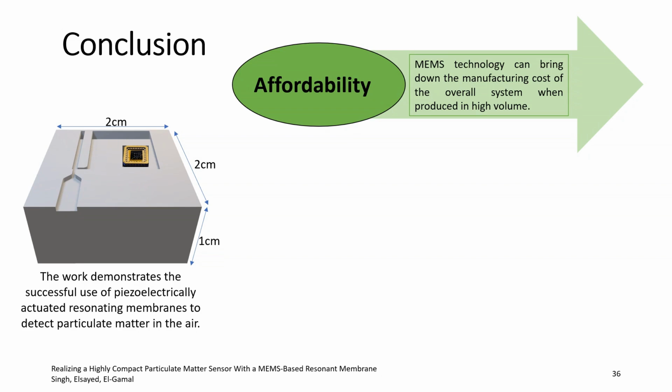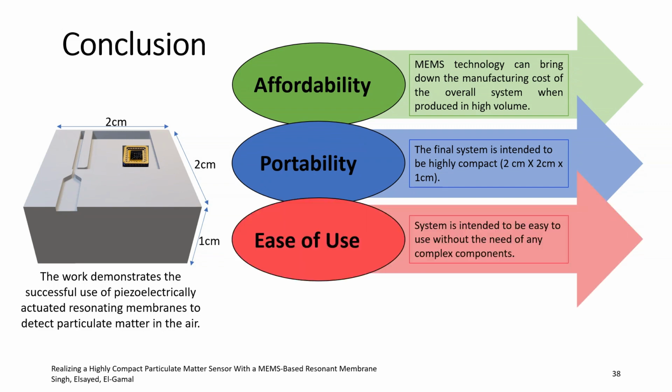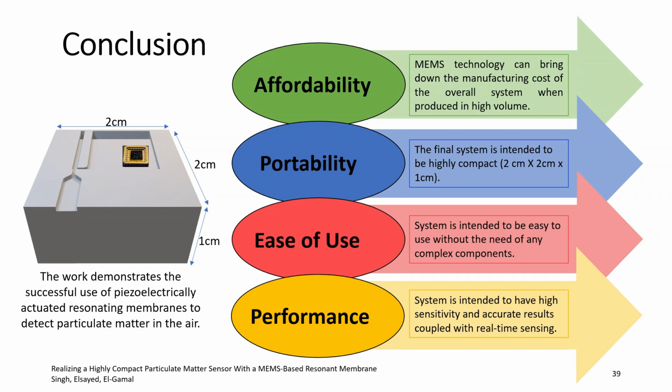It brings down the cost when you produce in high volume. We are going to bring portability, because the final design is intended to be 2 centimeters by 2 centimeters by 1 centimeter, which is one of the smallest realizations of this kind of sensors. And it's so small you can put it in your smart devices, in your air conditioners, in humidifiers. And these are going to be easy to use. You don't need to go to a lab to measure the amount of particles that have been collected. And it's going to give us high performance because it's supposed to have high sensitivity. It's going to give accurate results coupled with real-time sensing.